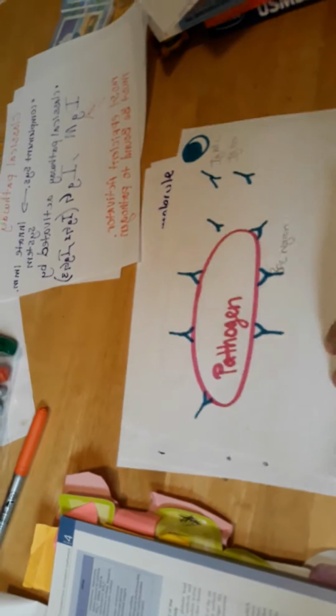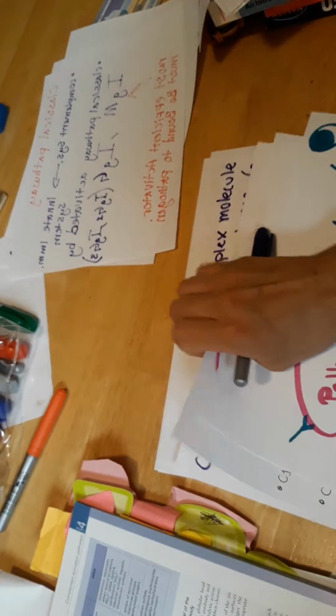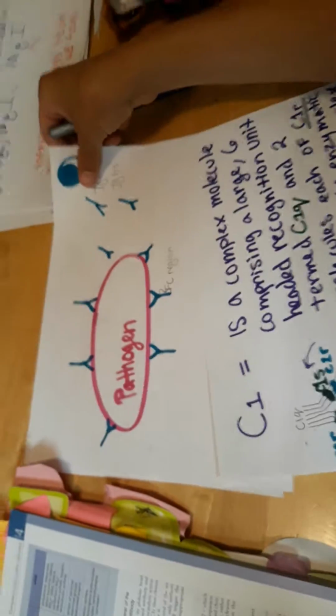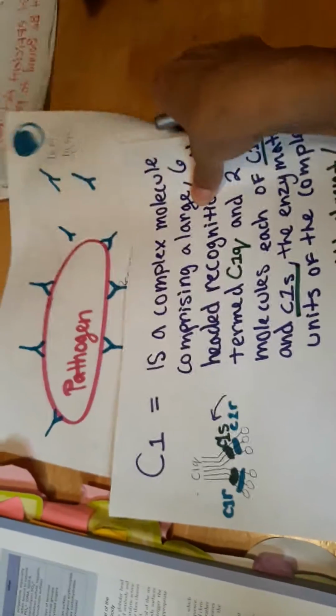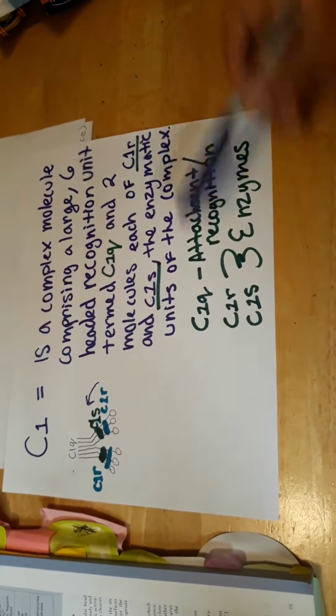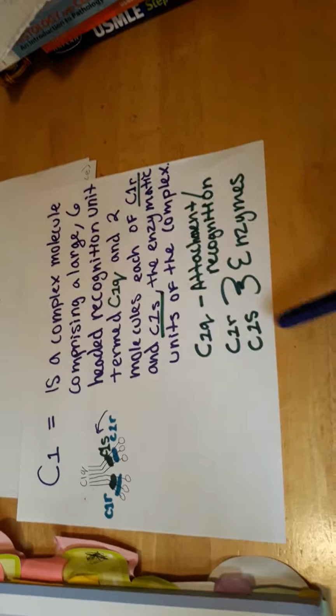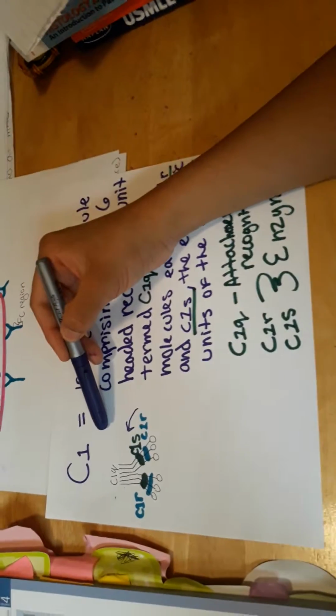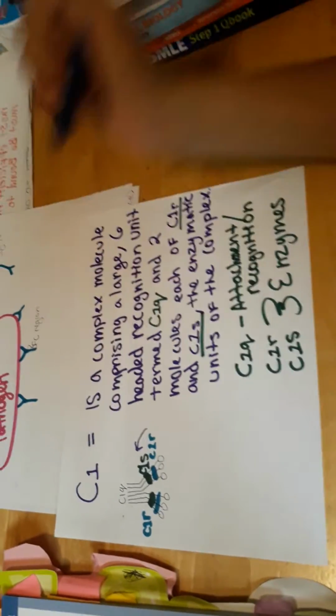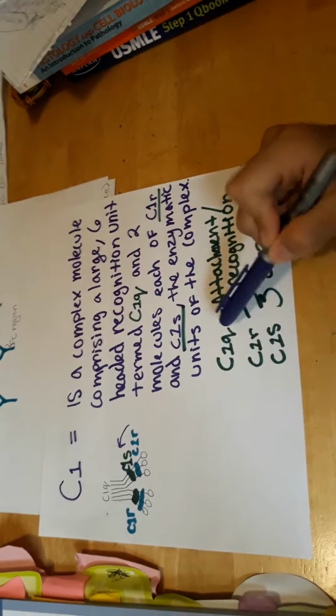So specifically, what complement protein? It's called C1. Let me look for it. I lost it. Here it is. The C1 complement protein is actually a mighty beast. It has three important parts to it: C1q, C1r, and C1s. So C1 has these three parts: Q, R, and S.